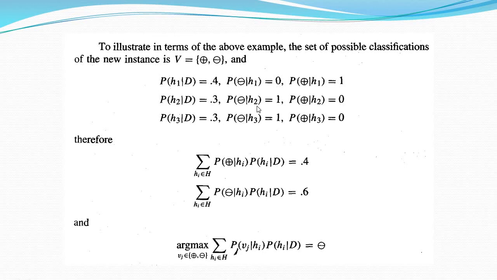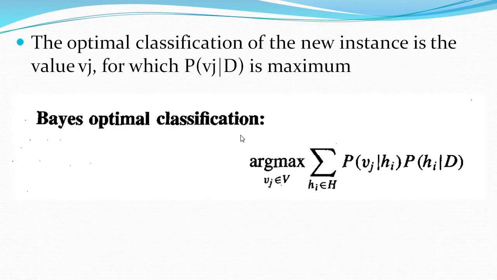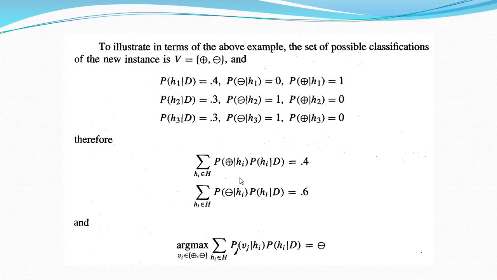H2 and H3, in this example, are both negative hypotheses. That's why the probability of negative for H2 is 1 and for H3 is 1. Positivity of H2 is 0, positivity of H3 is 0. To find this, we used the formula we have been using to get the Bayes optimal classification. We apply it to all the hypotheses, for the positivity and for the negativity.